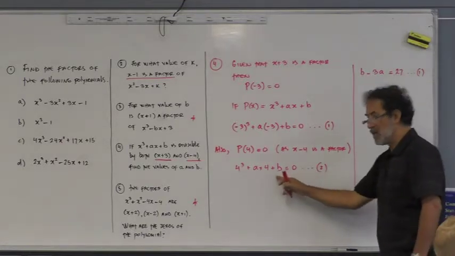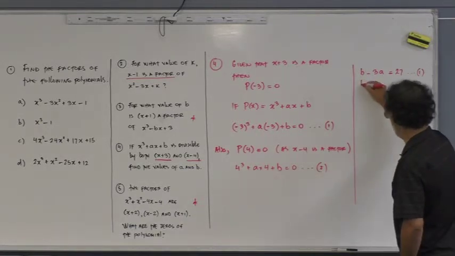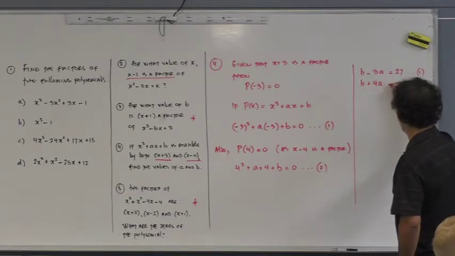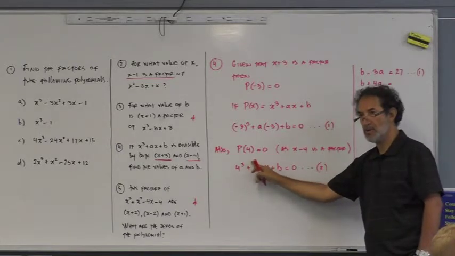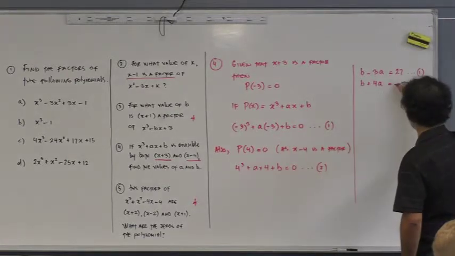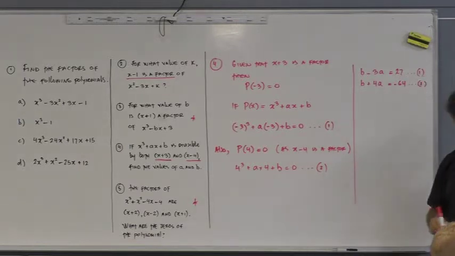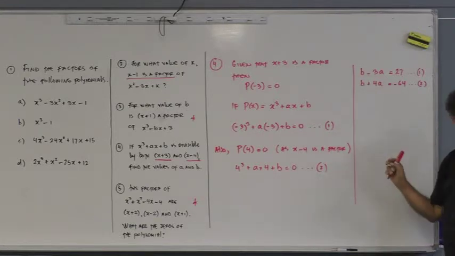And then I'm going to do a similar thing for the next one. So we're going to have b plus 4a is equal to, well, 4 cubed. What's the answer for 4 cubed? 64? Okay, and then I'm going to move that to the other side, so it's negative 64. And that is going to be my equation 2. And then what I'm going to do, because can you see that in here the coefficient of b is the same? Yeah, so I'm going to do elimination.